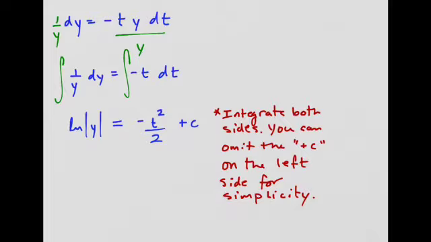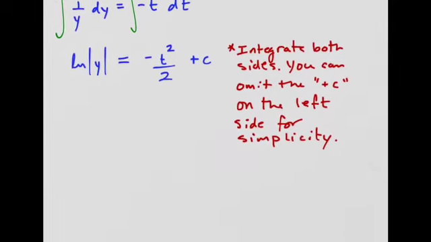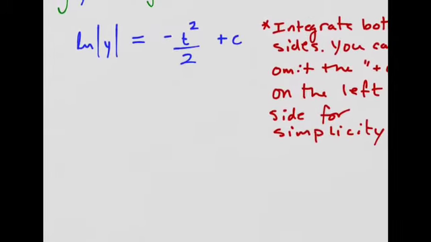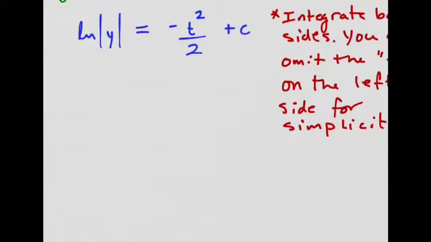When you integrate both sides, you can just write the constant only on the right side. It makes things a lot quicker. Also, this is going to happen a lot.